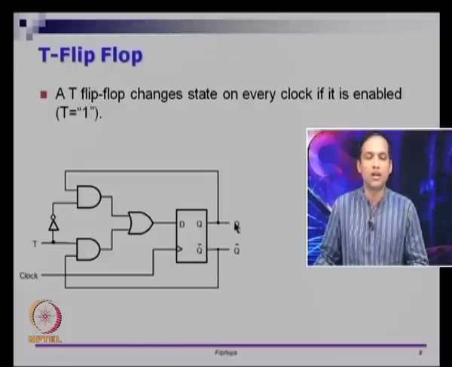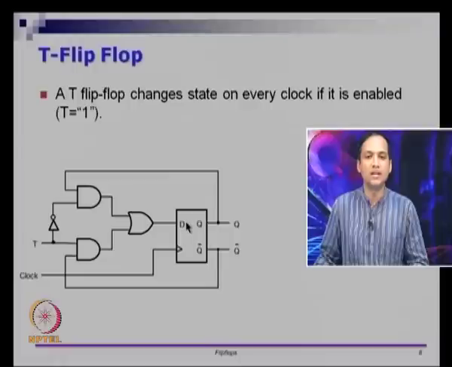So if Q was 1, Q bar would have been 0, so it will become 0 now. If Q was 0, Q bar would have been 1, it will become 1 now. So either way Q toggles. However, if T is 0, then this is 1, so you have 1 and Q that goes as Q, and you have 0 and Q bar that goes as 0. So you have Q or 0, that is Q.